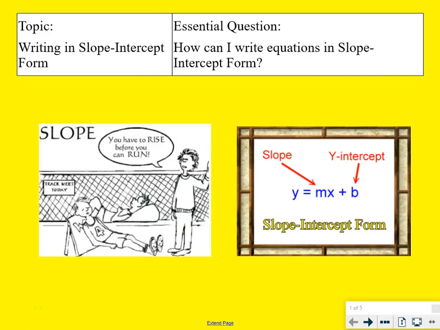Today our topic is writing in slope-intercept form. Our essential question is, how can I write equations in slope-intercept form?